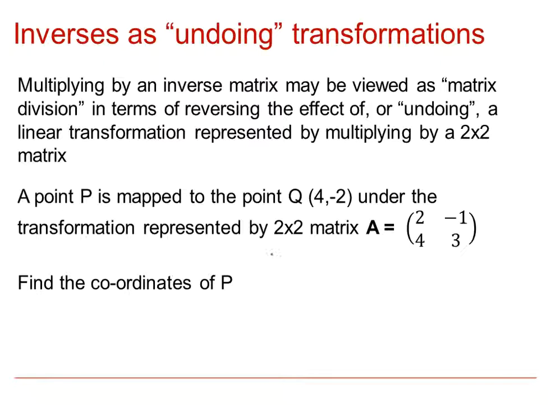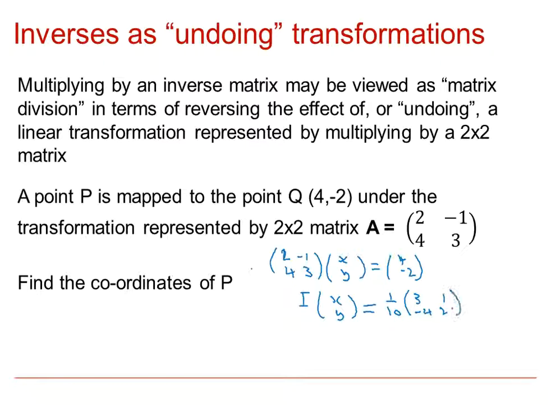Well, we know that if we multiply A by the point P, which I'm going to call xy, we'll get the image, which in this case is 4, minus 2. If I now pre-multiply both sides by the inverse of A, we'll get the identity matrix times xy. So I've got to pre-multiply the right hand side by the inverse of A, which would be a 10th, 3, 1, minus 4, 2 times the image 4, minus 2.